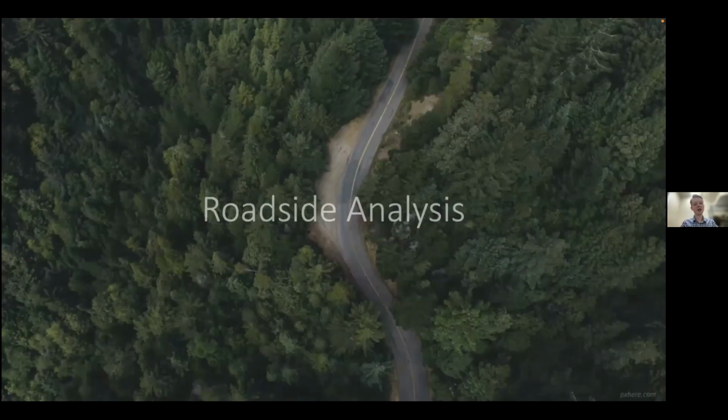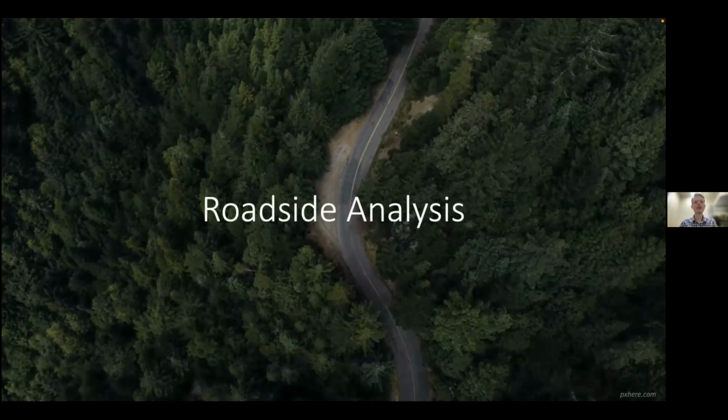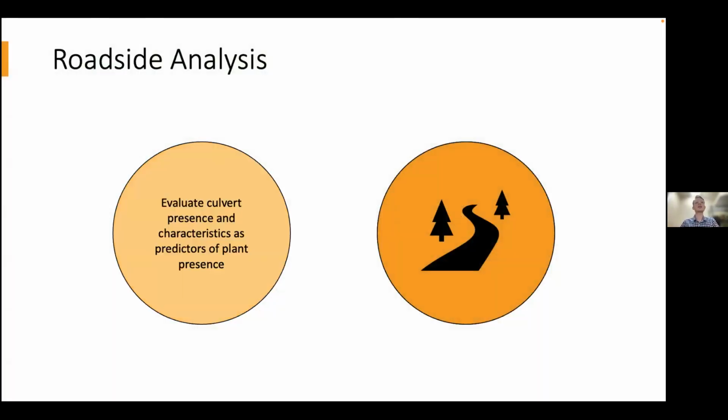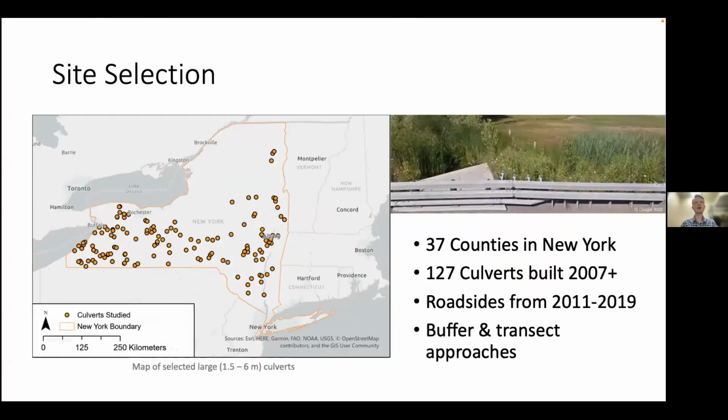The final section that I'll cover quickly is the roadside analysis component. The idea here was to look at culvert presence and characteristics as predictors of plant presence, and then also identify effects of roadsides, traffic, and adjacent land cover. The sites that we picked varied across 37 counties in New York, and these are all at culverts that were built in 2007 or later.